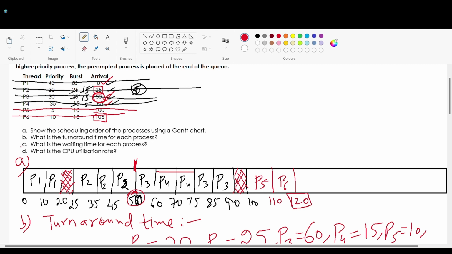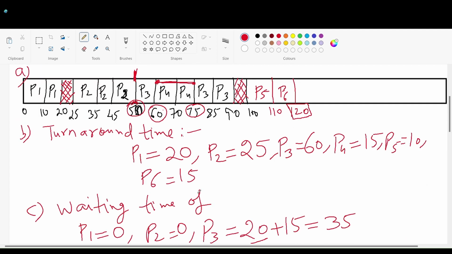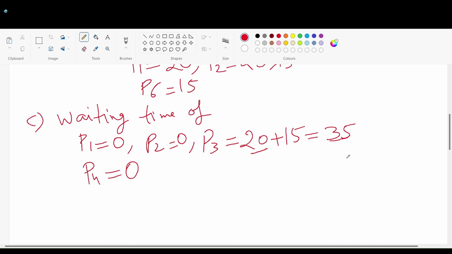Clear? Now P3 doesn't finish its execution, so P3 waits from 60 to 75 because P4 enters into the system at this time. So this is also the waiting time of P3, right? 75 minus 60. Not 85, 75. 75 minus 60 is 15, right? So 15 and 20 is 35. Clear?